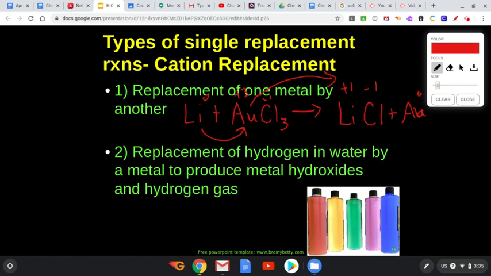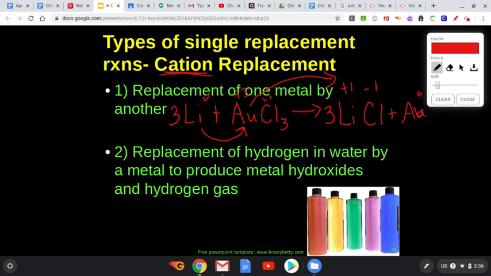So when you have a replacement with a metal or a cation metal, you will actually change charges in the process of going through the reaction. In this case, to balance the equation, we would need a 3 here for the chloride, and then we would need a 3 in front of the lithium to make sure that the equation is balanced.